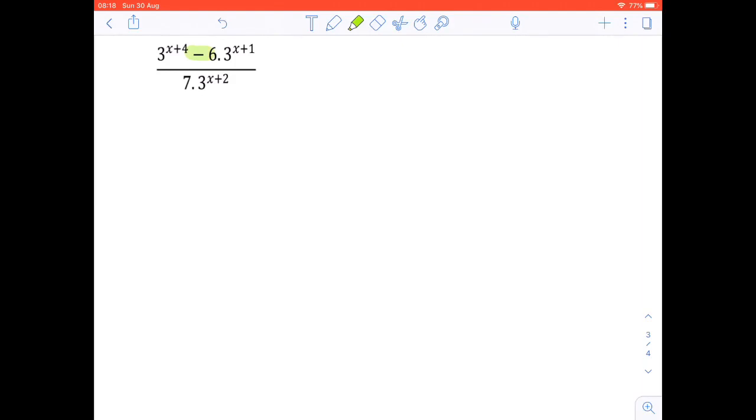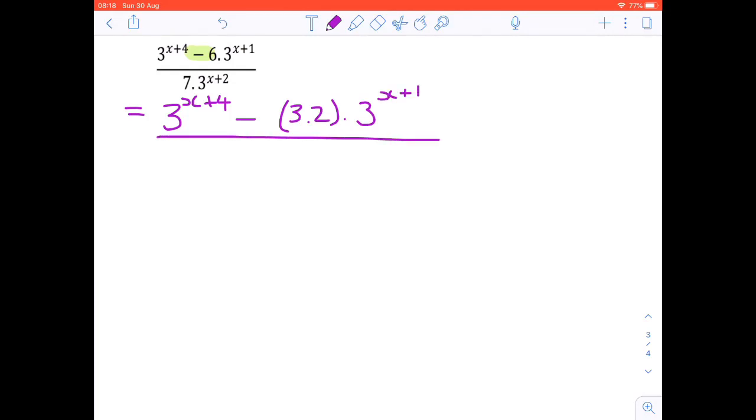So the goal is to get everything to a prime base with a single exponent. But remember, our first step is to convert any number that's not a product of prime factors into a product of prime factors. So that 6 needs changing. So 3 to the x plus 4 minus 3 times 2 times 3 to the x plus 1 all over 7 times 3 to the x plus 2.